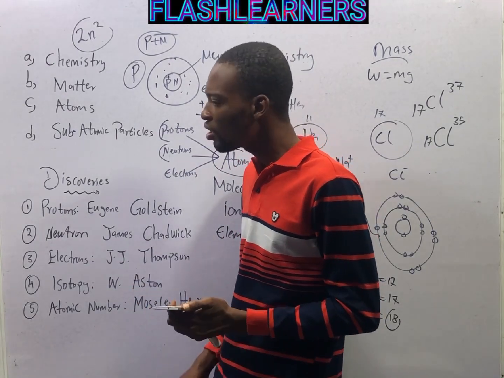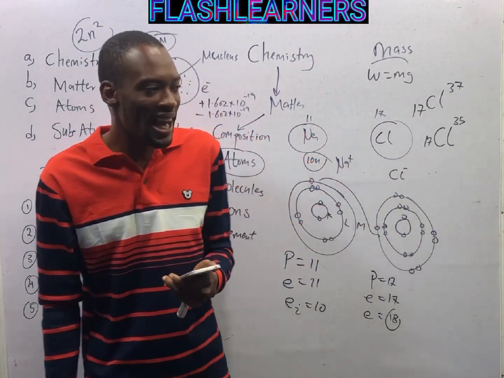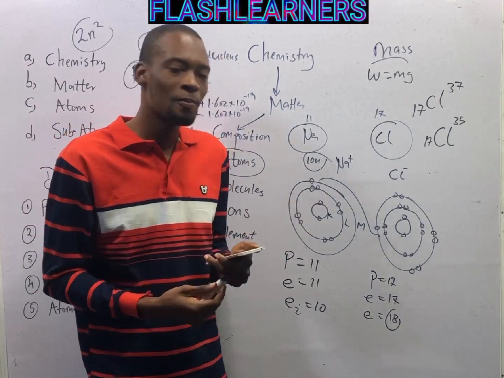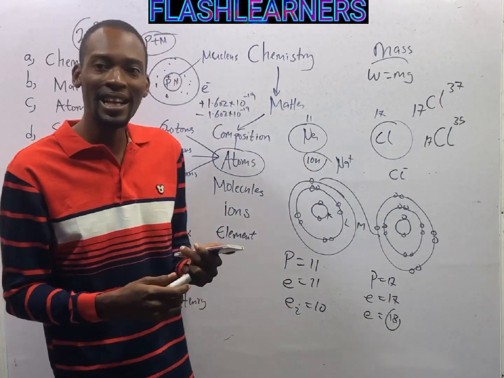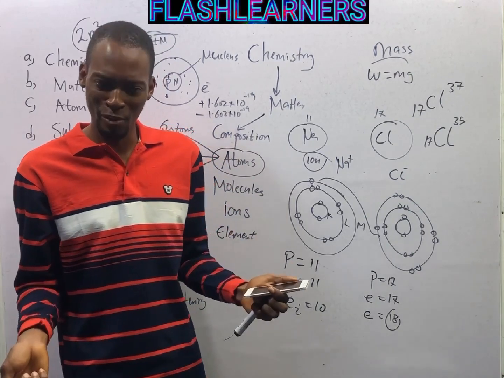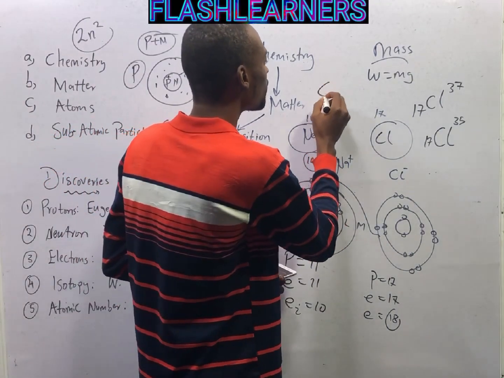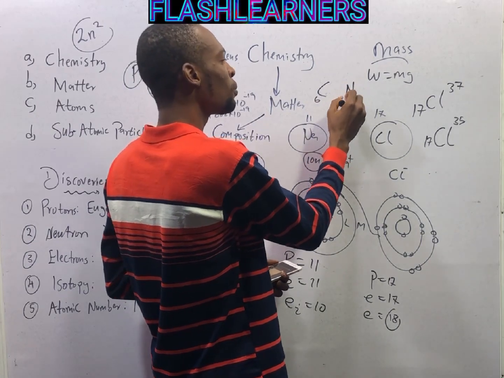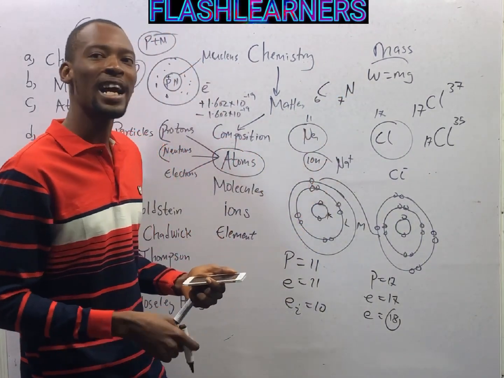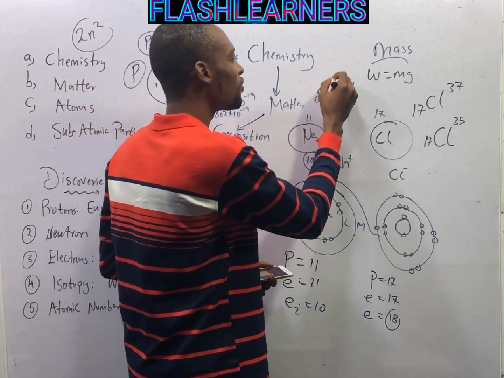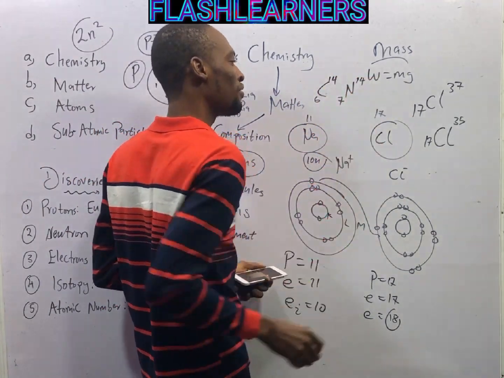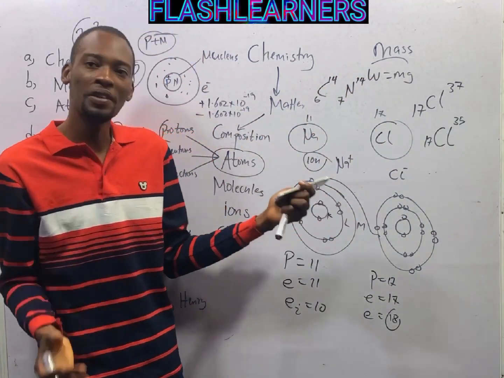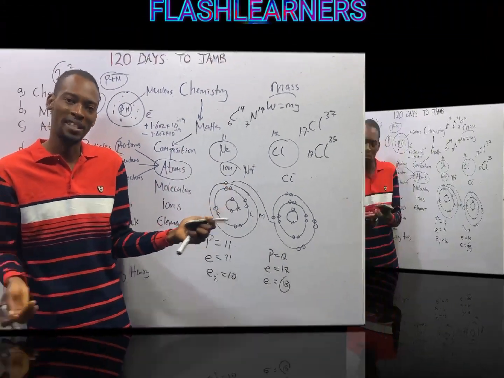We have isobars, where atoms or elements with different atomic numbers have the same mass number. Look at carbon. It has an atomic number of 6. Nitrogen, atomic number of 7. We can have carbon with a mass of 14 and nitrogen with a mass of 14. So atoms of different elements have the same mass.